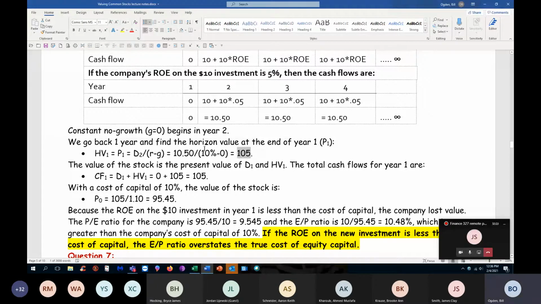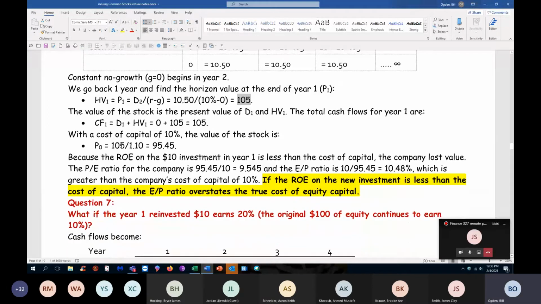What are the total cash flows to the shareholders in year one? It would be zero from the dividend, plus the horizon value of 105 for a total of 105. We discount that back one period at the cost of equity capital of 10%, and we get 95.45.